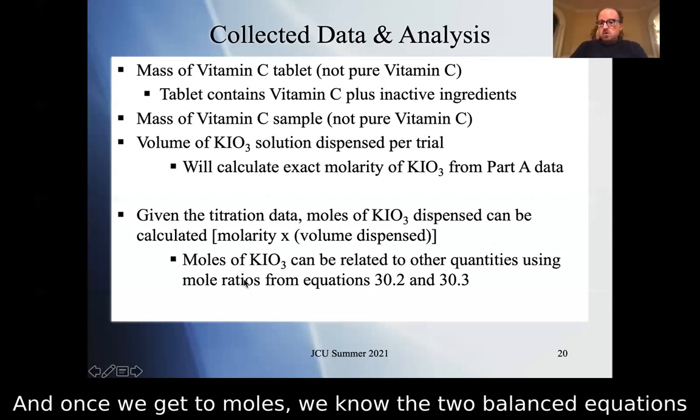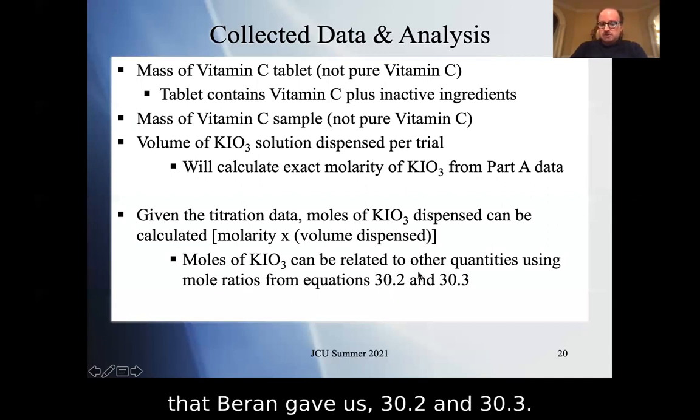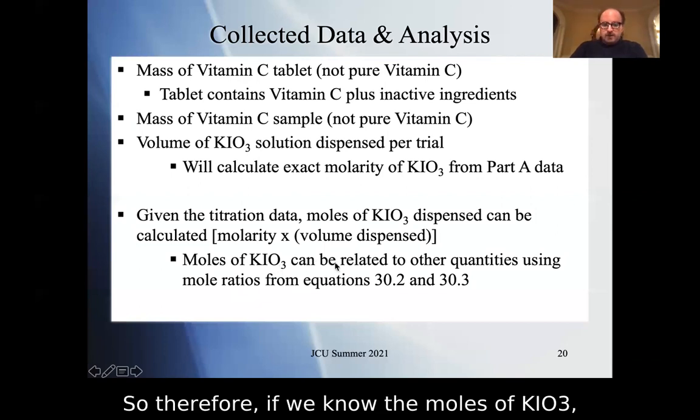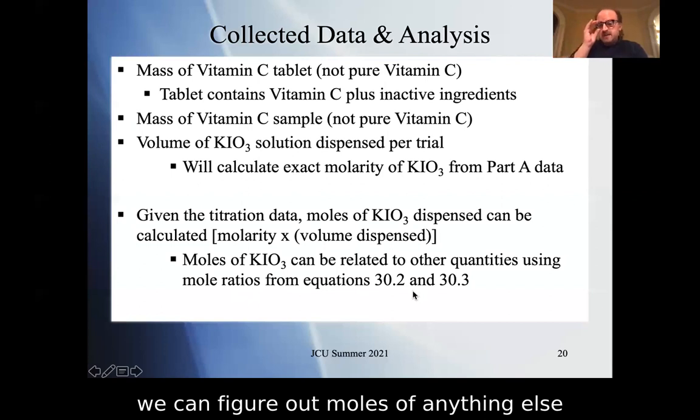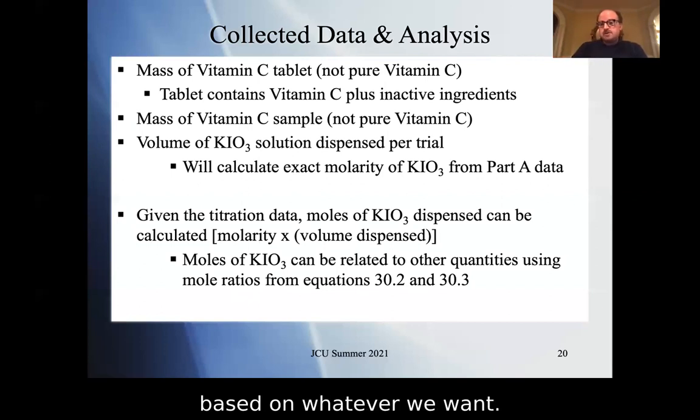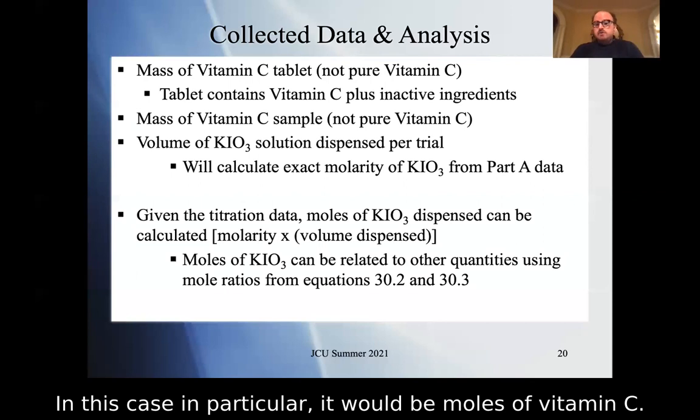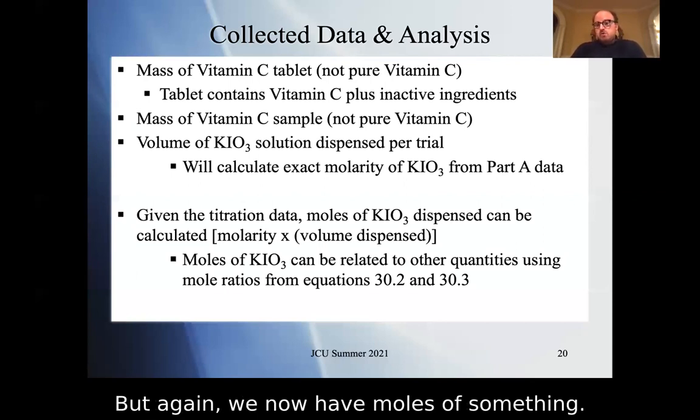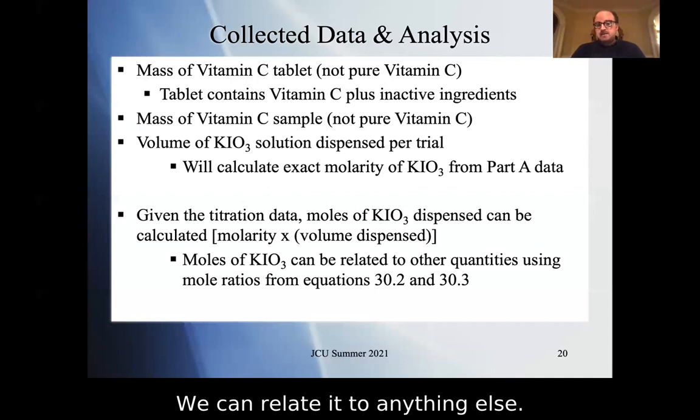Because molarity times volume is moles. And once we get to moles, we know the 2 balanced equations that Barron gave us, 30.2 and 30.3. So therefore, if we know the moles of KIO3, we can figure out moles of anything else based on whatever we want. In this case in particular, it would be moles of vitamin C. But again, now that we have moles of something, we can relate it to anything else.